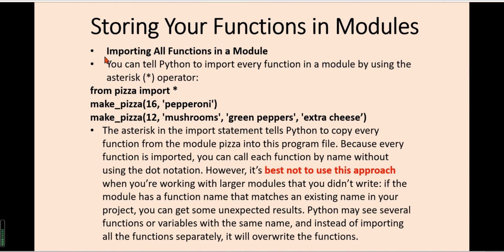And the last approach is importing all functions in a module. You can tell Python to import every function in a module by using the asterisk operator. So we can use from pizza import *. Then we can use make_pizza without the module name, just the function make_pizza(16, 'pepperoni') and make_pizza(12, 'mushrooms', 'extra cheese'). The asterisk in the import statement tells Python to copy every function from the module pizza into this program file. Because every function is imported, you can call each function by name without using the dot notation.